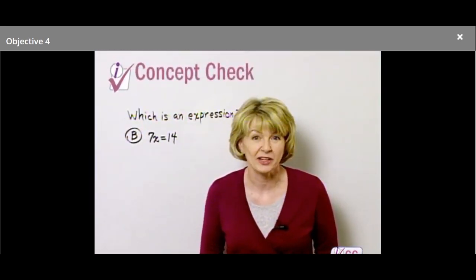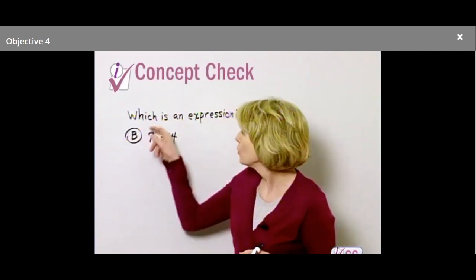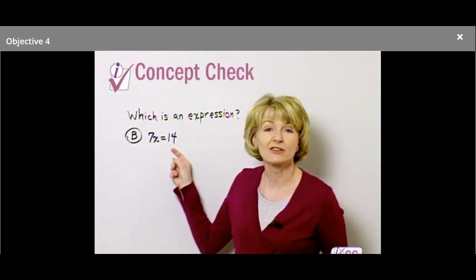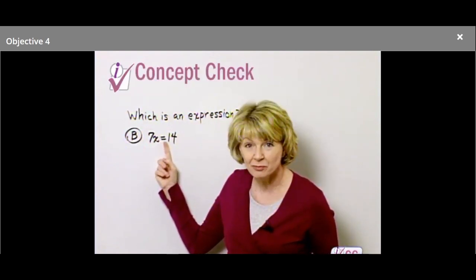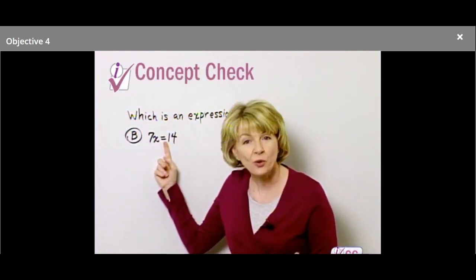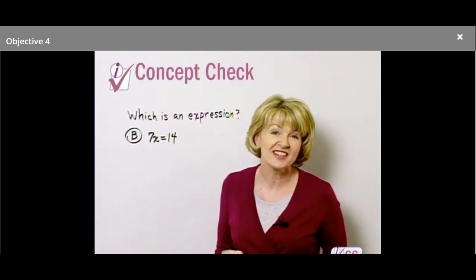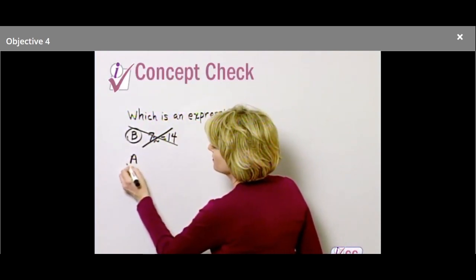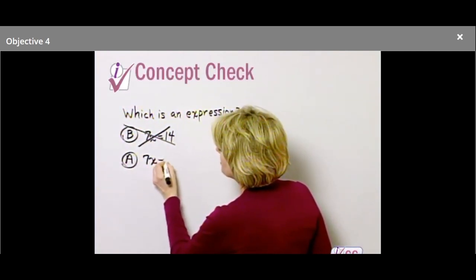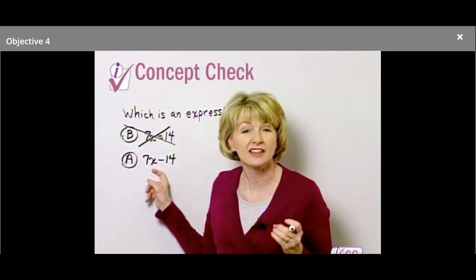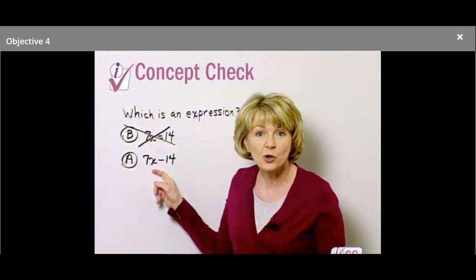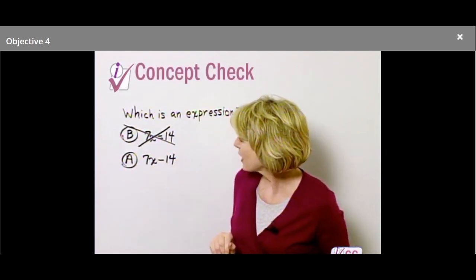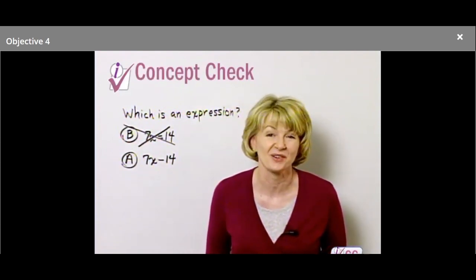B is not the correct choice. Let's discuss why. We want to know which is an expression. This is not an expression. It contains this symbol, so it is an equation. This is an equation, not an expression. Which is the expression? Choice A, 7x minus 14. It contains no equal to symbol and no inequality symbol. So here is our expression. Choice A is the correct choice.